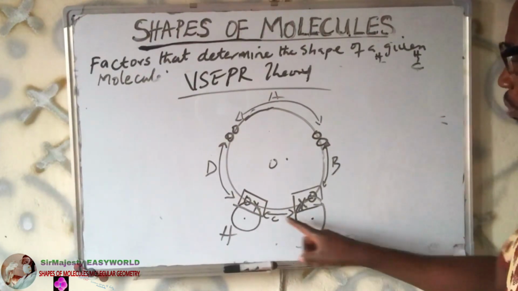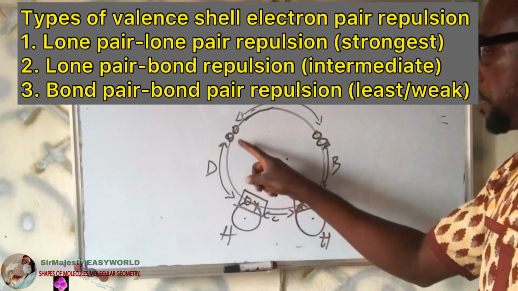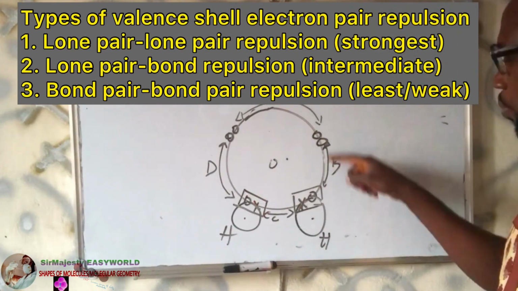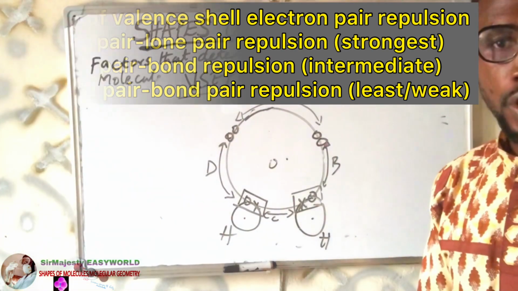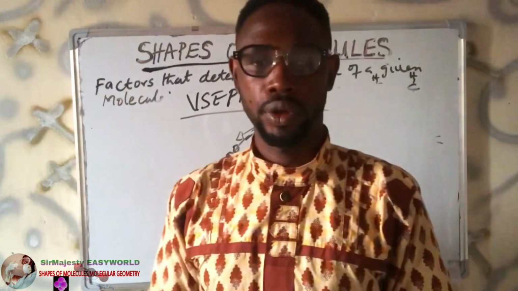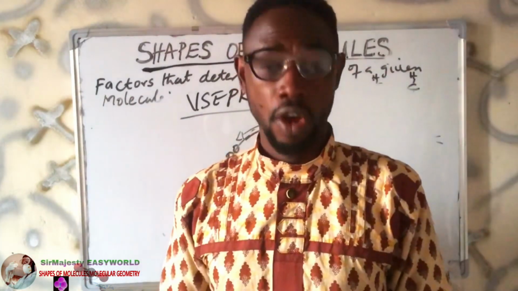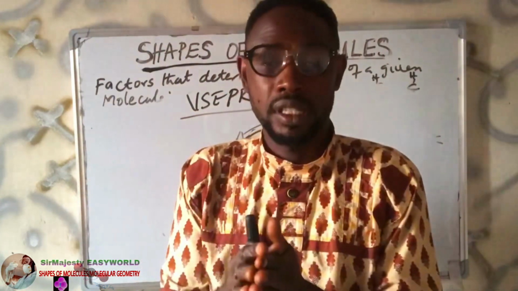Then C is bond pair repulsion. Then D and B are the same because D and B remain lone pair, bond pair. Lone pair, bond pair, lone pair, bond pair. So we have these 3 possible interactions. It is already an established fact that lone pair repulsion is the highest, followed by lone pair, bond pair. Then the repulsion between 2 bond pairs is small.